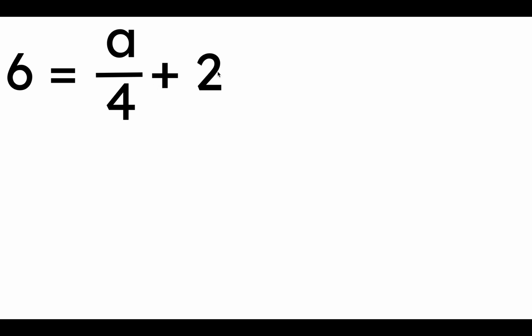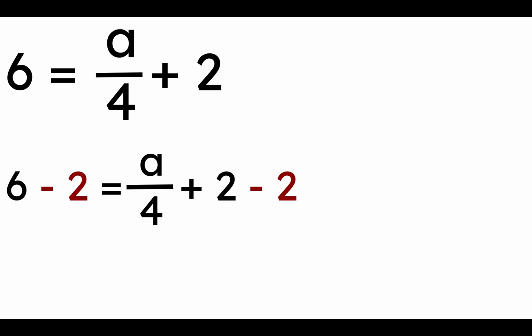The thing is, anything you do to one side of the equation, you need to do to the other side. That's just the rule. So it's only fair. So I'm going to subtract 2 from both sides of the equal sign. It gives me 6 minus 2 over here, and then a over 4 plus 2 minus 2 over here. And the plus 2 and minus 2, what do you know? They cancel out. So this is going to go away in our next line. This 6 minus 2 is just going to give us 4. So now we have something that looks pretty clean.